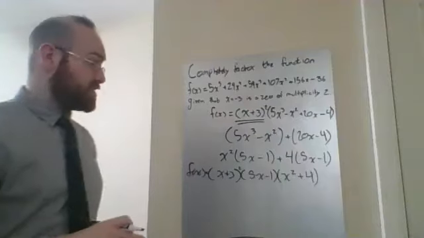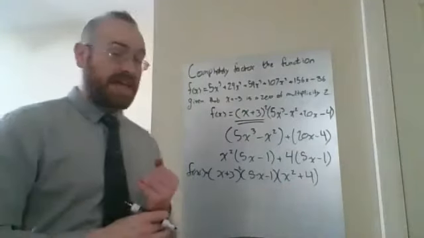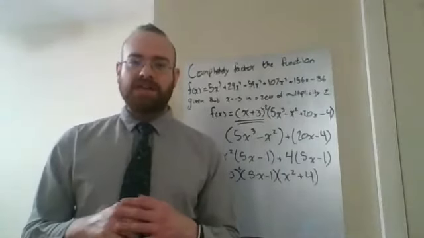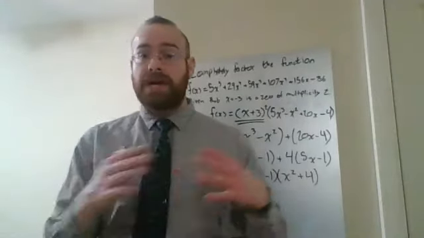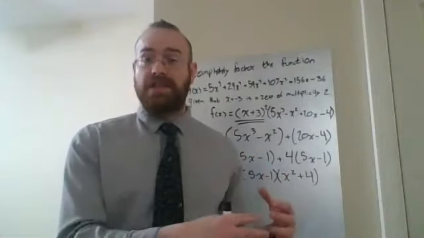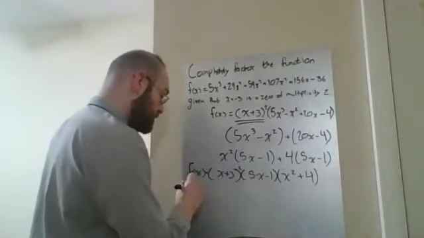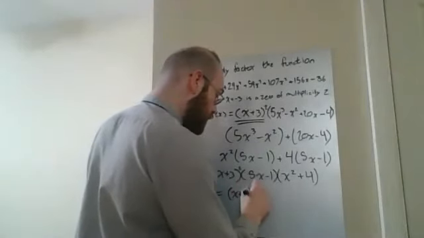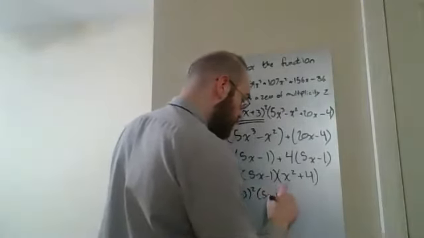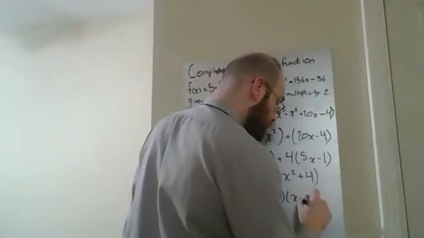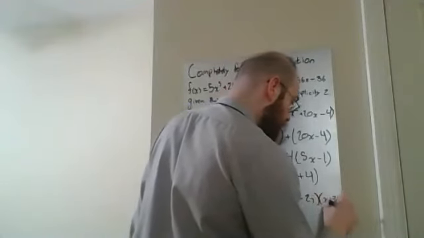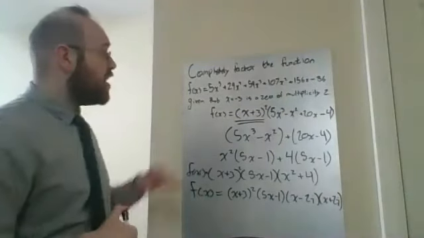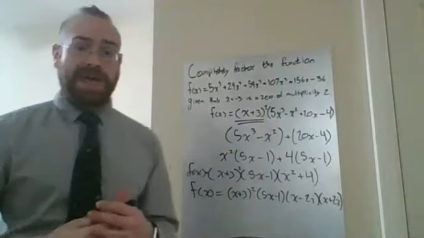And now we're almost finished. The only thing left is to factor that x squared plus 4. Hopefully by now you've picked up on this pattern, that if we have x squared plus a square number, we have x minus the square root i and x plus the square root i. So we can go one step further. So f of x is equal to x plus 3 squared times 5x minus 1 times x minus 2i times x plus 2i. And this is the complete factorization of that awfully long polynomial that we had before.